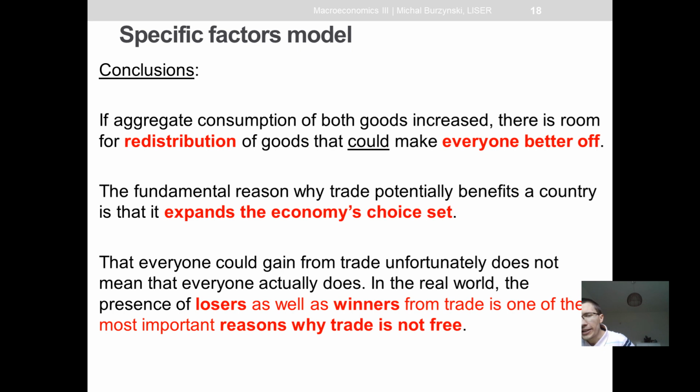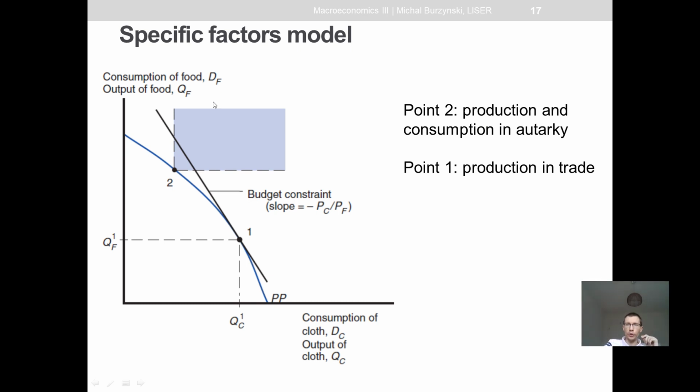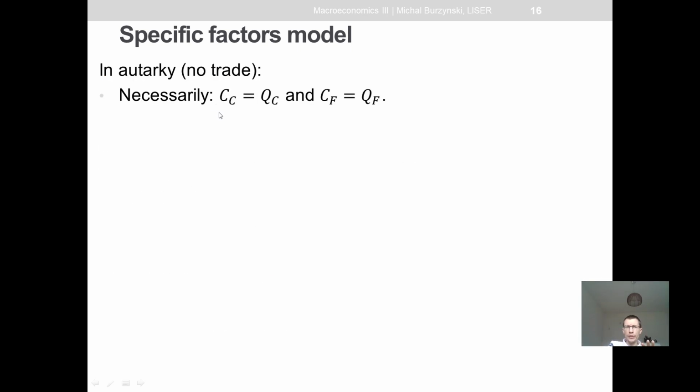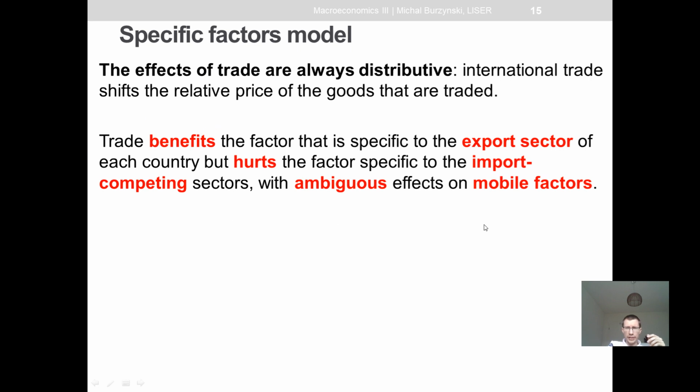Of course, there is a distribution effect between the owners of different factors of production in this specific factors model. This is the point that we skipped and introduced very briefly. This is this part of the slide. There are factors that benefit from international trade, but there are also factors that are hurt, that are losing from international trade. Those that have to compete in import-intensive sectors.